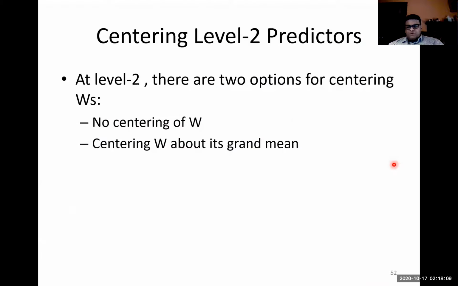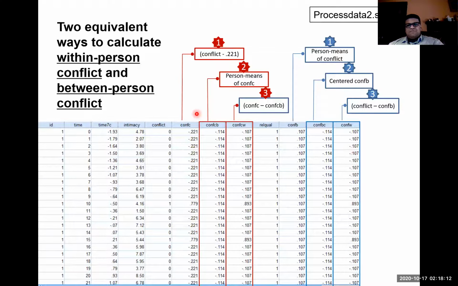Okay, so let me step back here and just point out that we did both grand mean centering, and then we also did group mean centering. So we did both, actually, and both are options when you have time varying predictors. These are so-called level 1 predictors, right? Level 2 predictors would be the variables that don't vary, time invariant predictors like relationship quality.